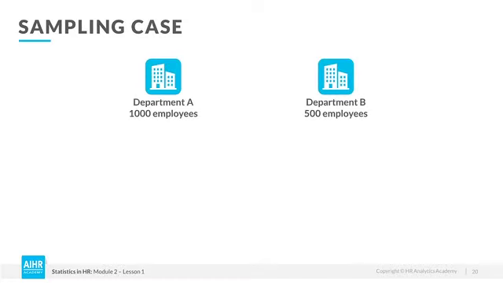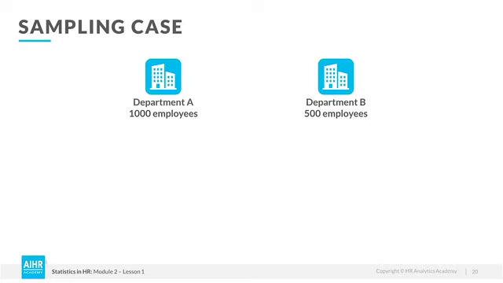An interesting case you may come across is the following. Say the engagement team conducted their annual survey in Department A and Department B. They set out to collect data from as many people as possible from both departments. Department A has 1,000 employees, whereas Department B has 500 employees.